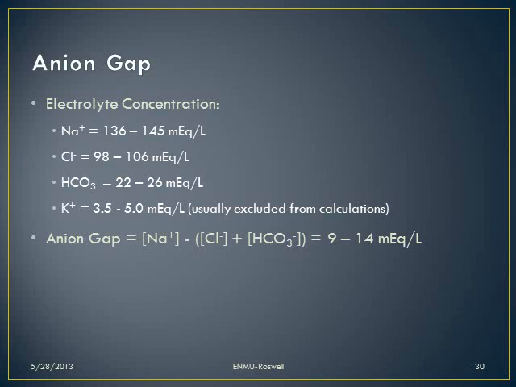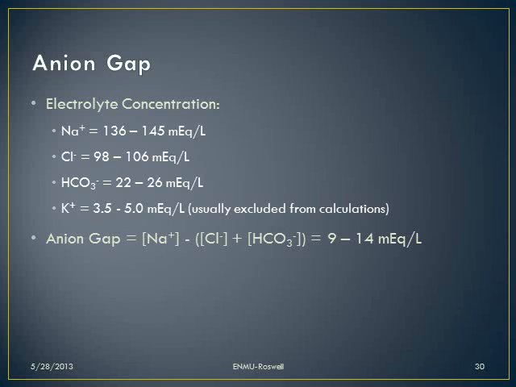Okay. Anion gap. We're not going to spend a whole lot of time on anion gap right now, but just a little bit so you know. We've got cations and we've got anions. Cations are positively charged electrolytes. Anions are the negatively charged electrolytes. Cations that we have in our body: sodium, potassium, magnesium, calcium. Those are all cations. We've got some negative ions, which are anions, and that's chloride, bicarbonate. They have a negative charge.